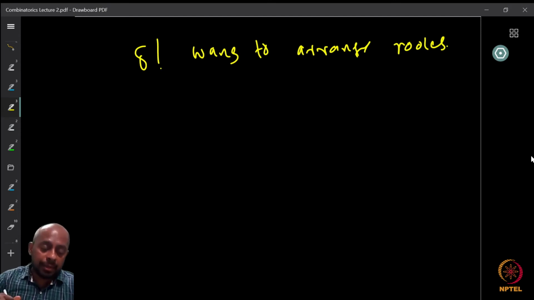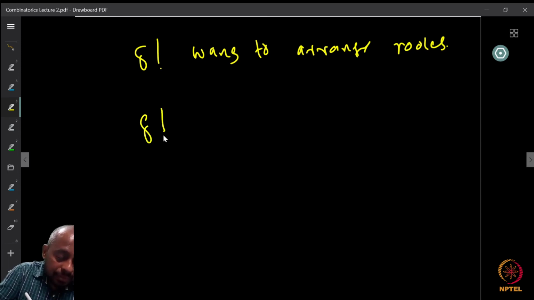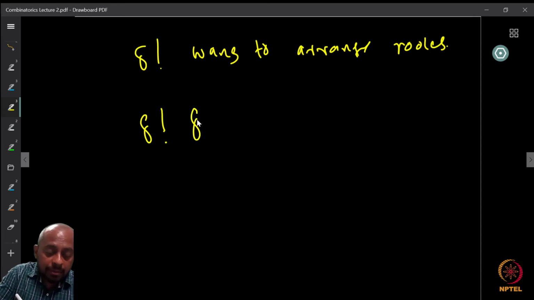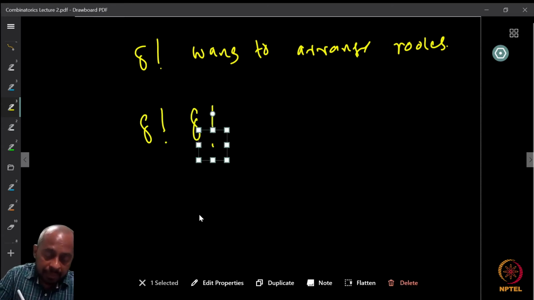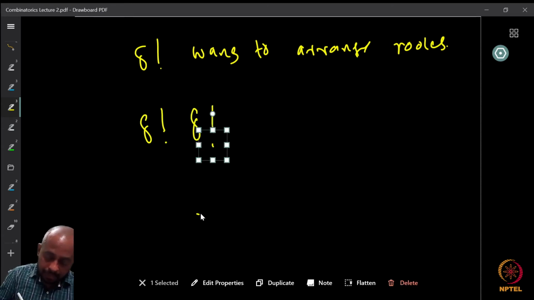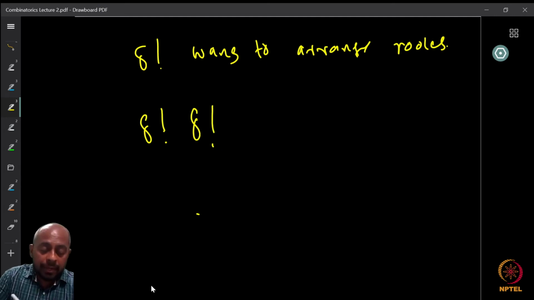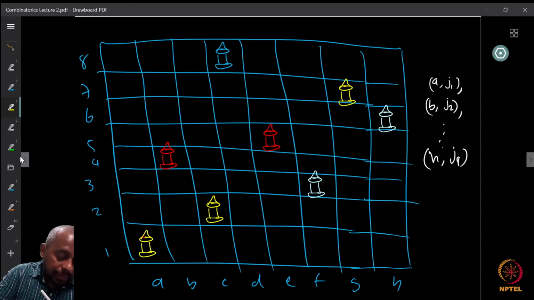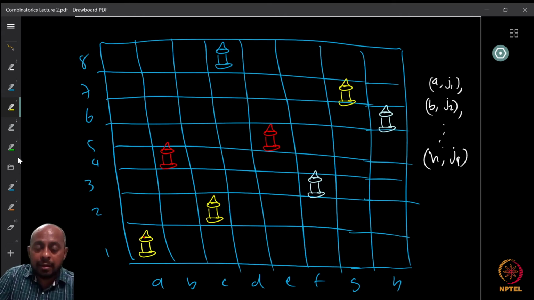Then you know how to count it, right? Because we have 8 factorial ways to arrange them. But now I can color the rooks in 8 factorial different possible ways, right? Because there are 8 colors appearing. So I have 8 factorial ways to choose the rooks, and then I have 8 factorial ways to color them. Therefore, 8 factorial times 8 factorial possibilities to distribute 8 differently colored rooks on 8 different positions on the chessboard without them attacking.